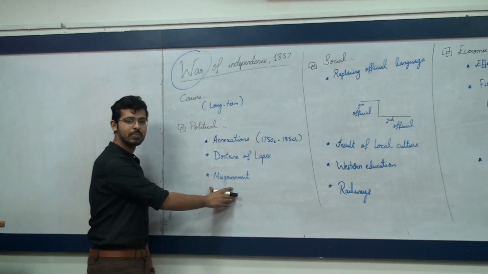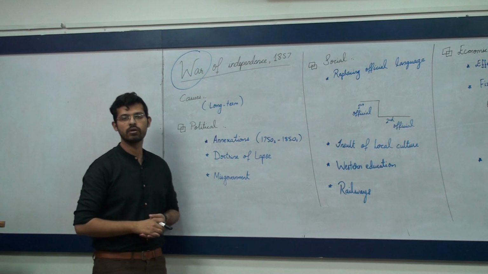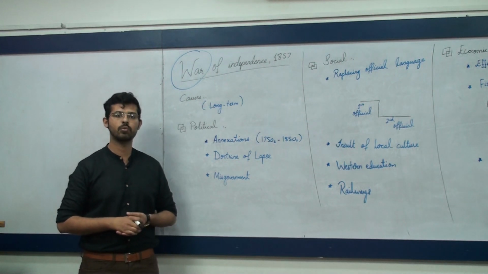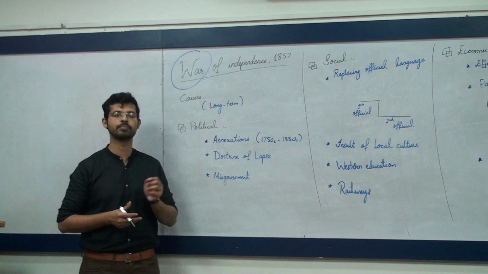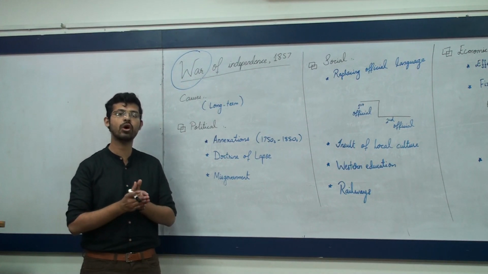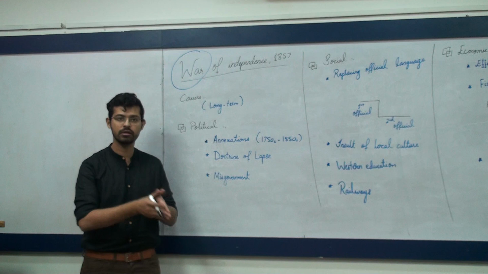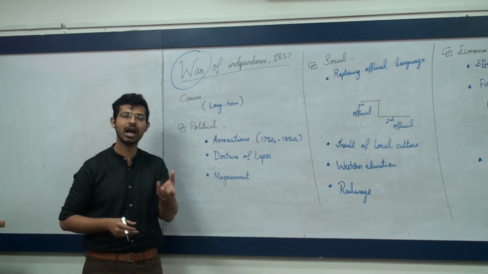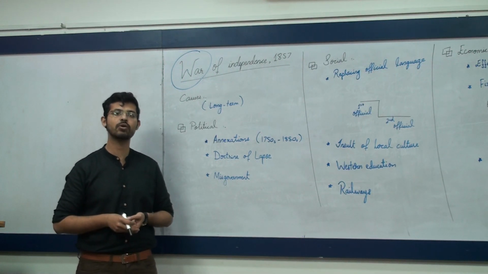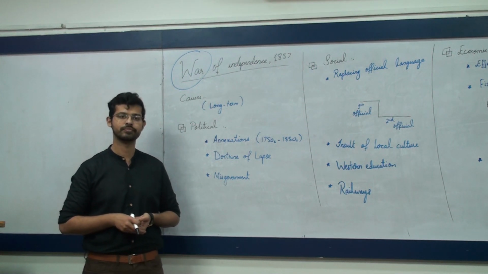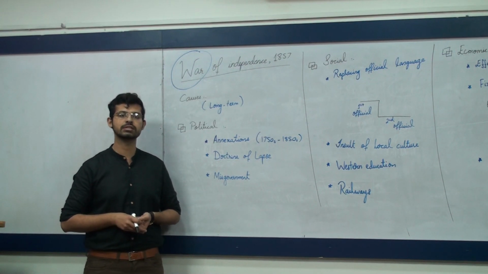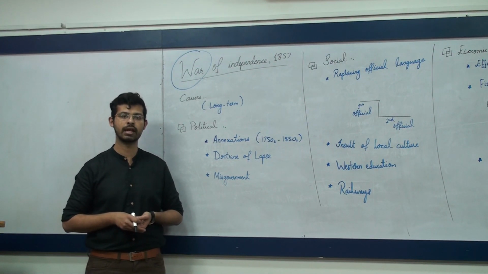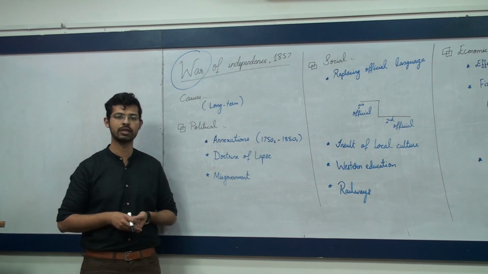Then we have misgovernment. The British East India Company came up with another policy, and that was, if in any state the British East India Company saw that the ruler is not doing governance properly, then the British would confiscate that piece of land as well, and hence many of those areas were lost to the British East India Company because of misgovernment. The Indian political class disliked all of these policies and hence took part in War of Independence 1857.